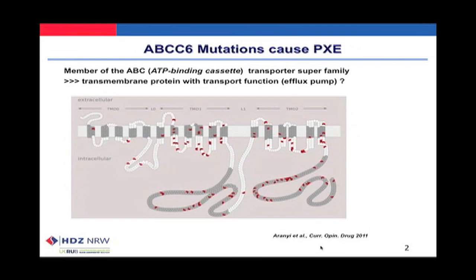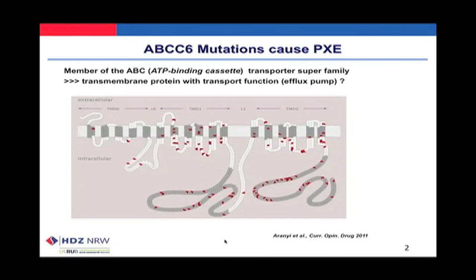Okay. What I think most of you know is that PXE is caused by mutations in ABCC6. ABCC6 is a member of the great ABC transporter superfamily. ABC stands for ATP binding cassette, which means that these proteins need ATP. ATP is an energy source for transporting a variety of metabolites across barriers, for instance, across the cell membrane. ABCC6 is also hypothesized or postulated to have a transport function, to serve as an efflux pump, but we researchers do not know what this protein is currently transporting.